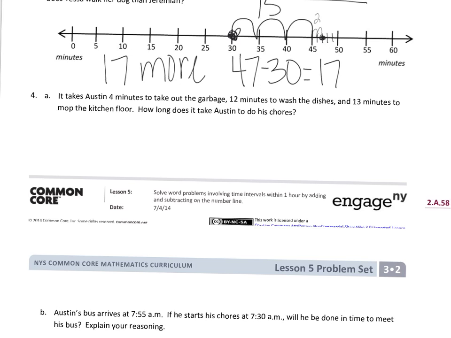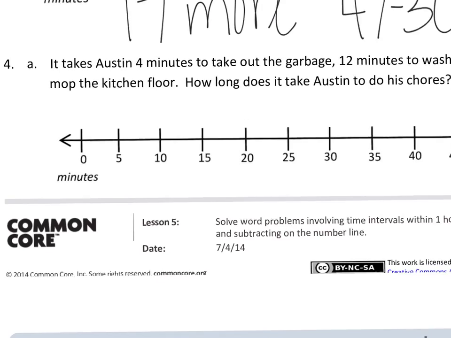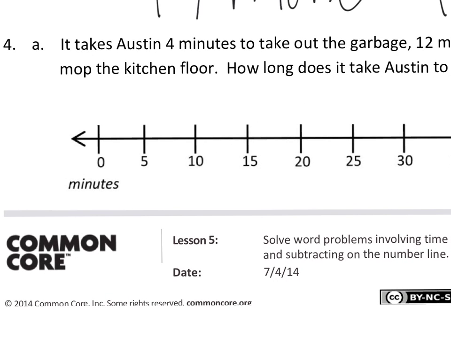So I'm trying to find a total amount of time. That means I'm going to be doing addition. Let's use a number line again, and then we'll use an equation to check our work. So I'm going to go to my photos and put a number line on my page. Alright, 4 minutes to take out the garbage. So that means I'm going to start with a 4 jump. 4 comes in between 0 and 5. 0, 1, 2, 3, 4.